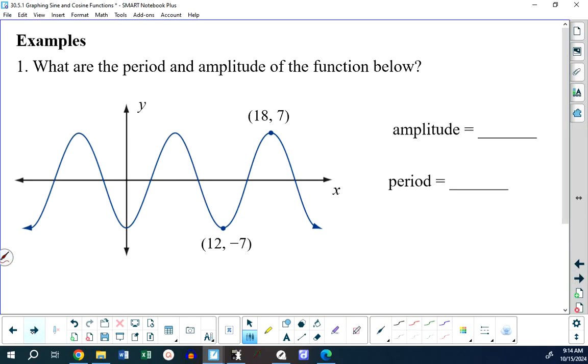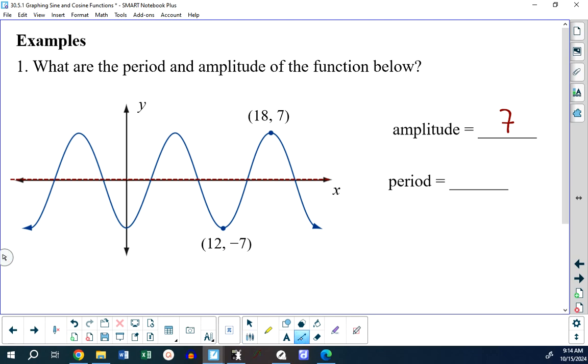So, what are the period and amplitude of this function? Well, I want you to notice that the y-coordinate of this point up top is 7 and the y-coordinate of this point below is -7, which tells you that this graph goes just as far above the x-axis as it does below. And that's going to change tomorrow, because we could shift this thing up and throw all of our rules out the window. So I think it's pretty obvious the amplitude is 7. Yes? Now, what is the period?